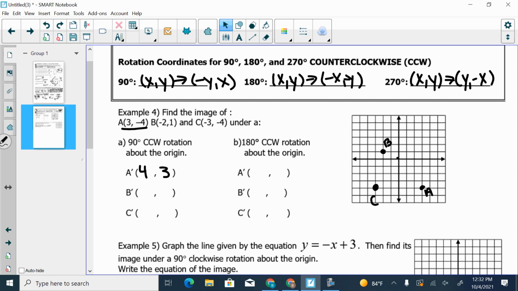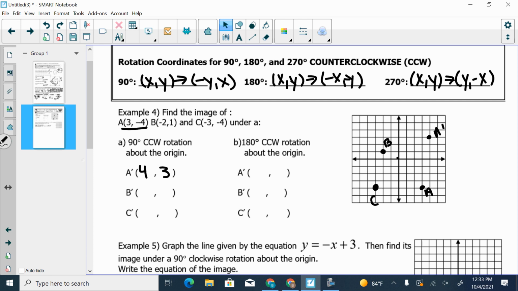Okay, so this has a positive x and a positive y. In quadrant 1, is everything positive? Yes, so that makes sense. So there is my A prime. Okay, for B, right now B is right here. If I go 90 degrees counterclockwise, what quadrant is that going to put me in? 3, right? Okay, so we know everything in that quadrant is supposed to be negative. Let's see if our rule gets us that.